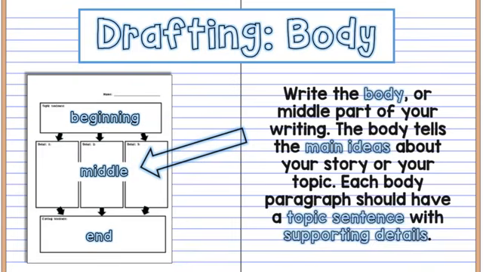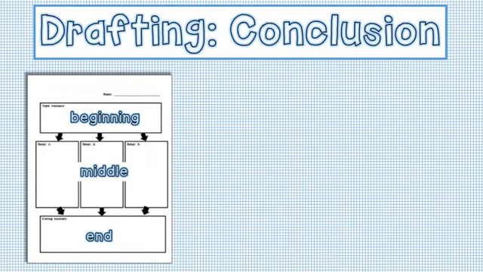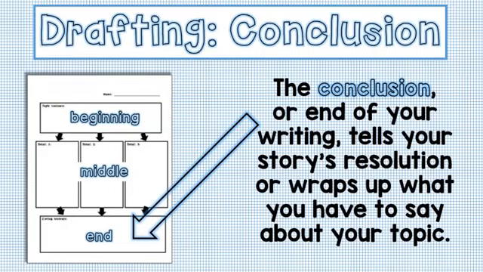Second, you should write the body or middle part of your writing. The body tells the main ideas about your story or your topic. Each paragraph should have a topic sentence with supporting details. Third, you should write the conclusion or end of your writing. The conclusion tells your story's resolution or wraps up what you have to say about your topic.